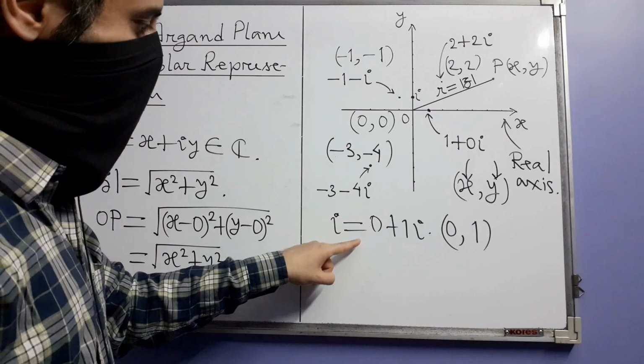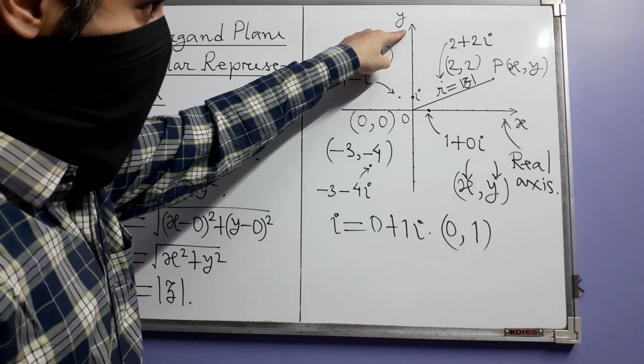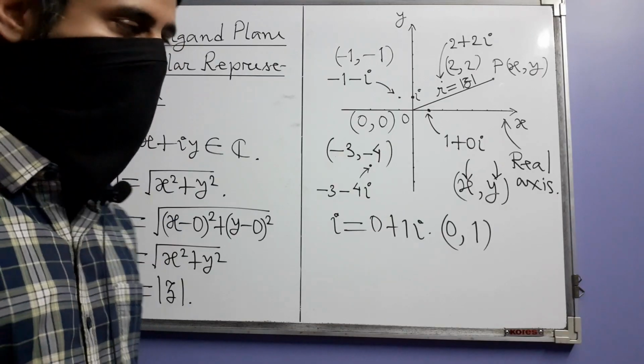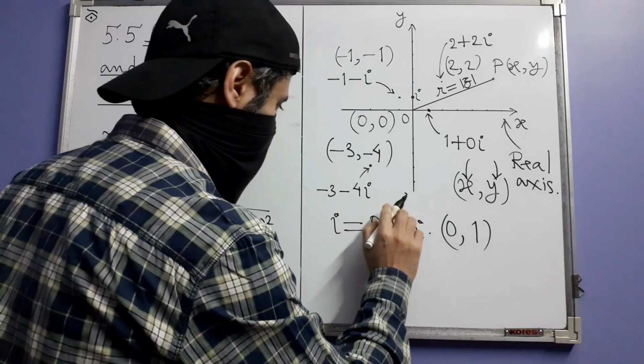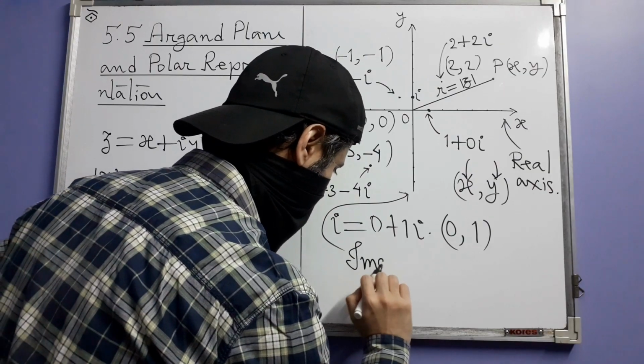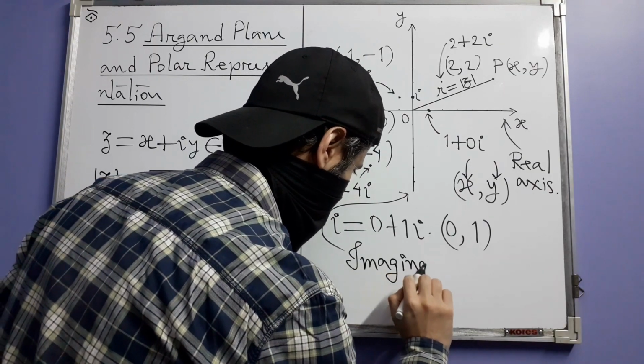Similarly, all other purely imaginary numbers lie precisely on the y-axis, and that is why this axis in this context is called the imaginary axis.